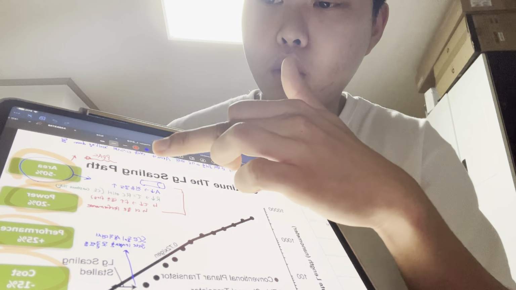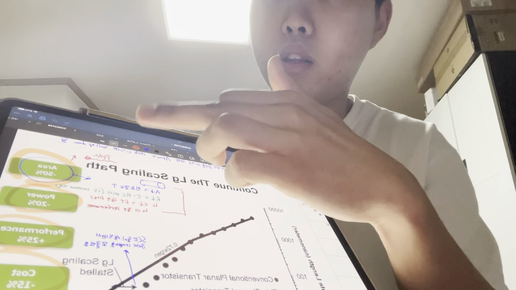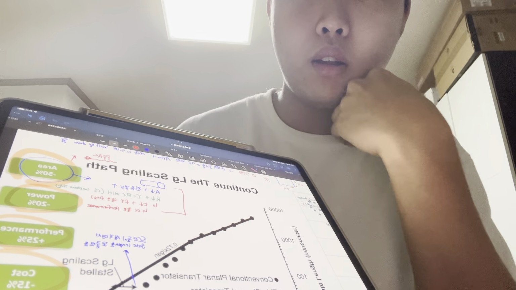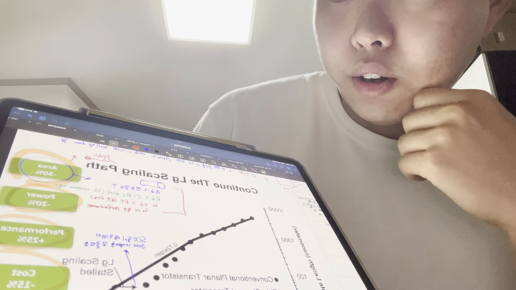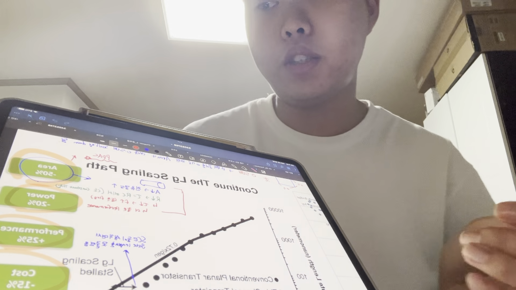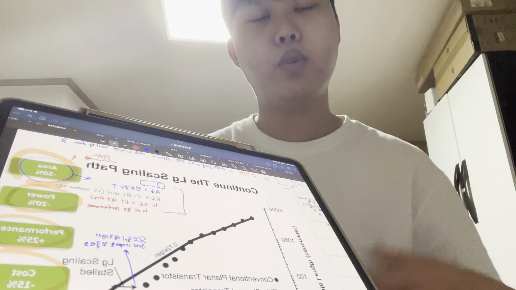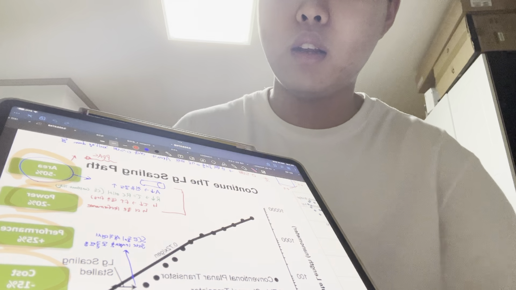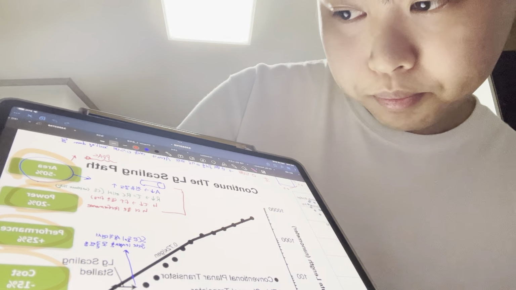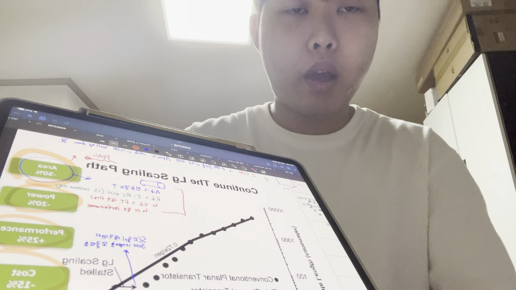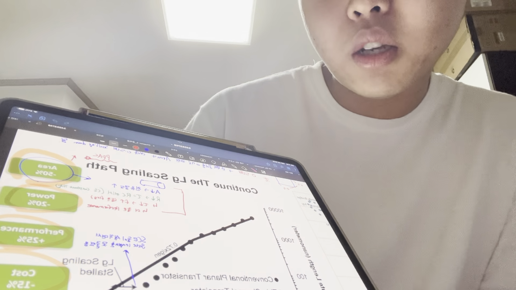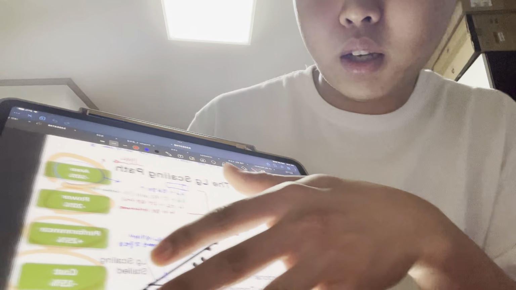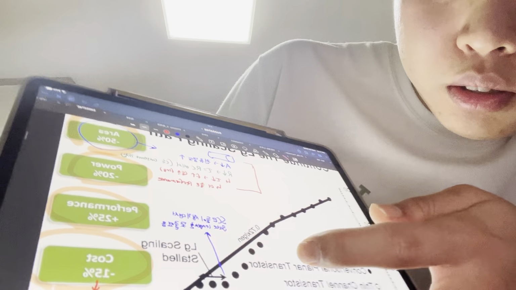So as I told you about the PPAC, if we make the area smaller, of course the performance will increase by about 25%. And of course the power dissipation, we made the area smaller and there was less resistance. The power will also decrease, about minus 20%. And of course, we made the device smaller, then the cost will decrease. As you can see here, about 50%.